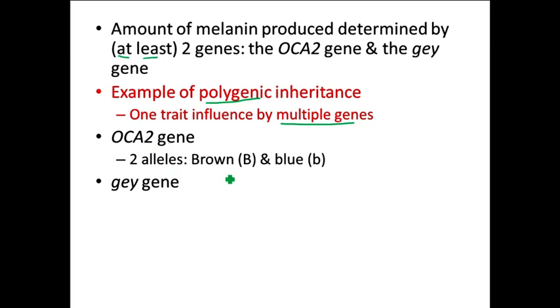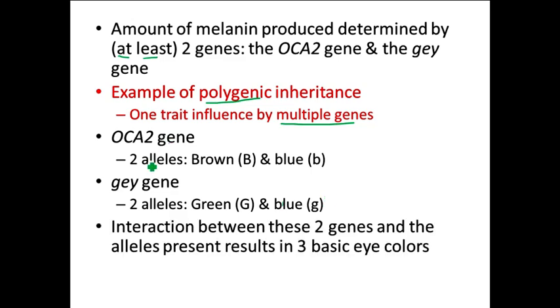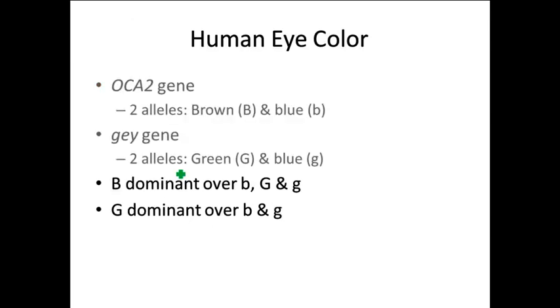So for the OCA2 gene, there's a brown allele, that's the big B, and also a blue allele, represented by the little b. And with the GEY gene, there are two alleles. One is the green allele, represented by a big G, and then also a blue allele, represented by a little g. Even though these have the same name, they have different letters, because they're actually different genes. And so it's the interaction between these two genes and which alleles are present that results in these three basic eye colors.